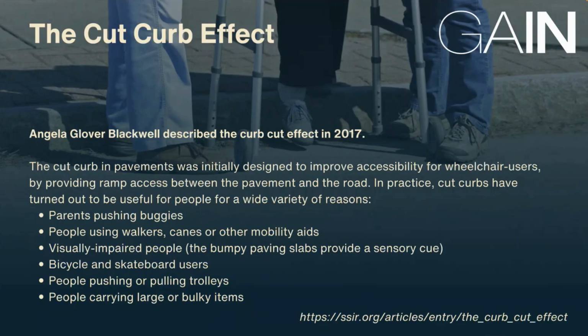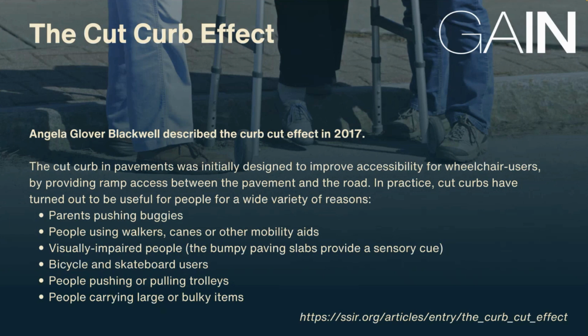In the workplace, universal design is the action of designing our offices and company culture to be as inclusive to as many groups as possible. It's supported by a concept called the curb-cut effect. Angela Glover-Blackwell described the curb-cut effect, in 2017, saying that the cut curb in pavements, which was initially designed to improve accessibility for wheelchair users, ended up being incredibly useful for a lot more groups.